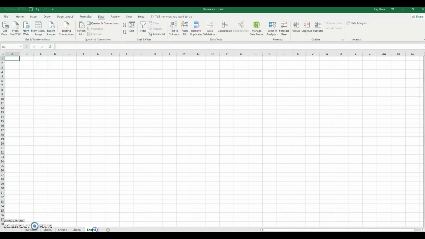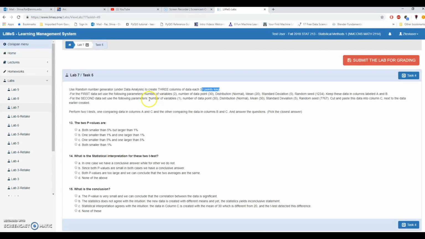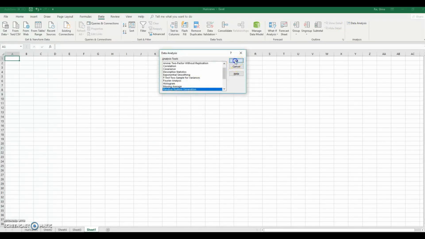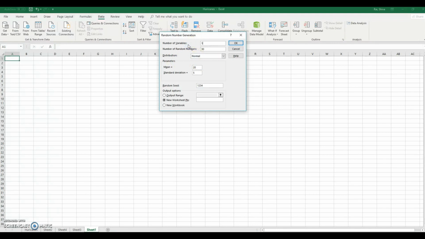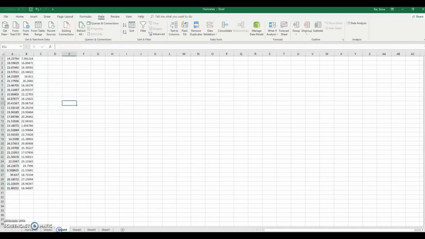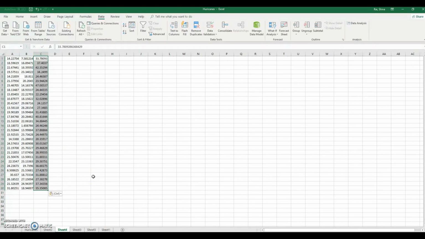Now let me come up with another new worksheet, and number of variables 1, 30, and random seed 7767. So that would be data analysis, random number generator, click on OK. So this is 1 variable, this is 30, that's 7767, and OK. Then we'll get this, Control C, and paste it near the data that we got earlier.